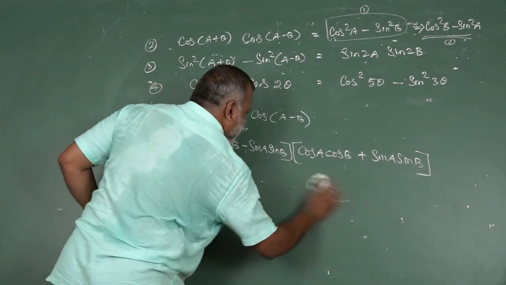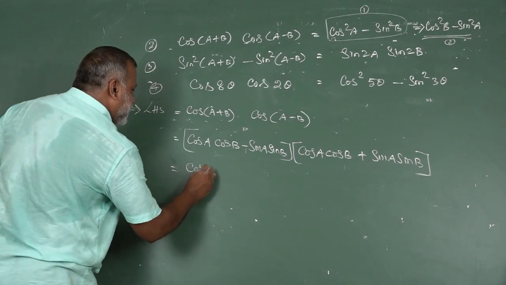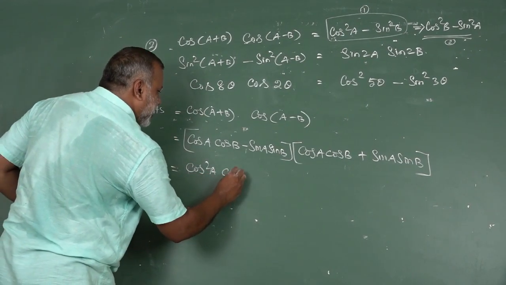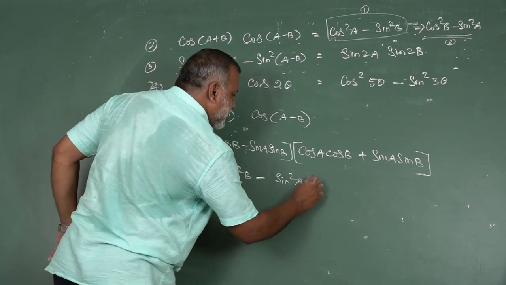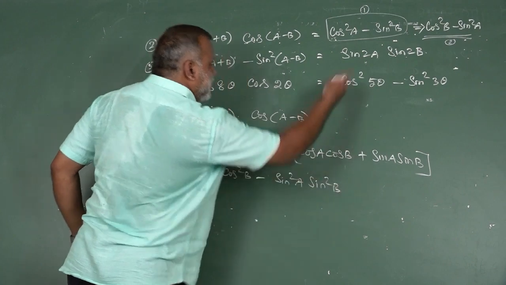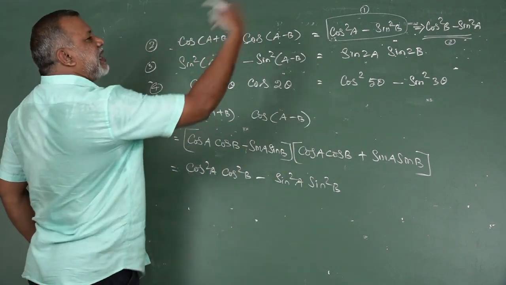Now take this one. Again I can write it. Once again, cos squared a, cos squared b, minus sin squared a, sin squared b. This is the result. We can get a plus b into a minus b formation. Now see the second proof.